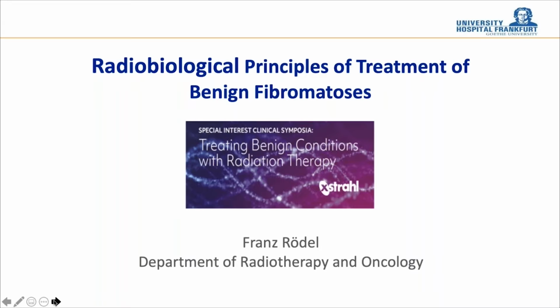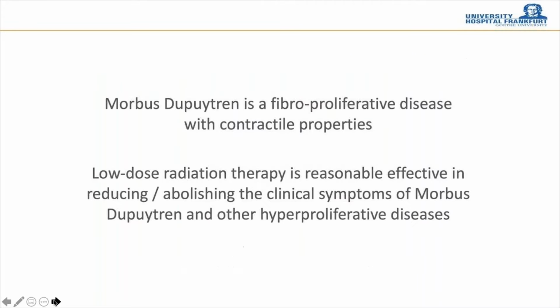Radiobiological principles in the treatment of benign fibromatosis. Due to restricted time, I would like to concentrate on Dupuytren's contracture, which covers a prime example of a fibroproliferative disease with contractile properties. As given in the webcast series, low-dose radiation therapy is reasonably effective in reducing or abolishing the clinical symptoms of Morbus Dupuytren and other hyperproliferative diseases.